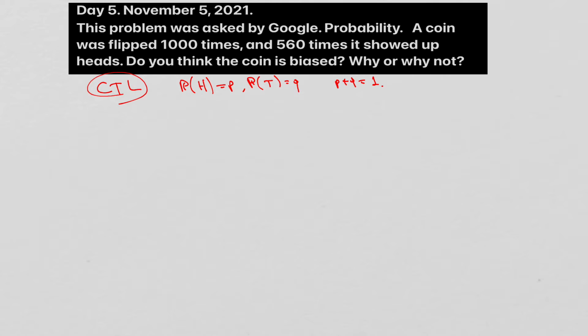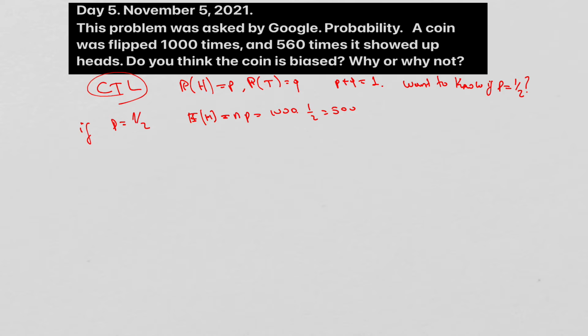We want to know if P is equal to 1 over 2 or not. Now we are assuming each trial is independent of each other, okay? And if P is equal to 1 over 2, then we should expect to see 500 heads, right? Because the expected number of heads is n times P, in this case, 1,000 times 1 over 2, which is 500.